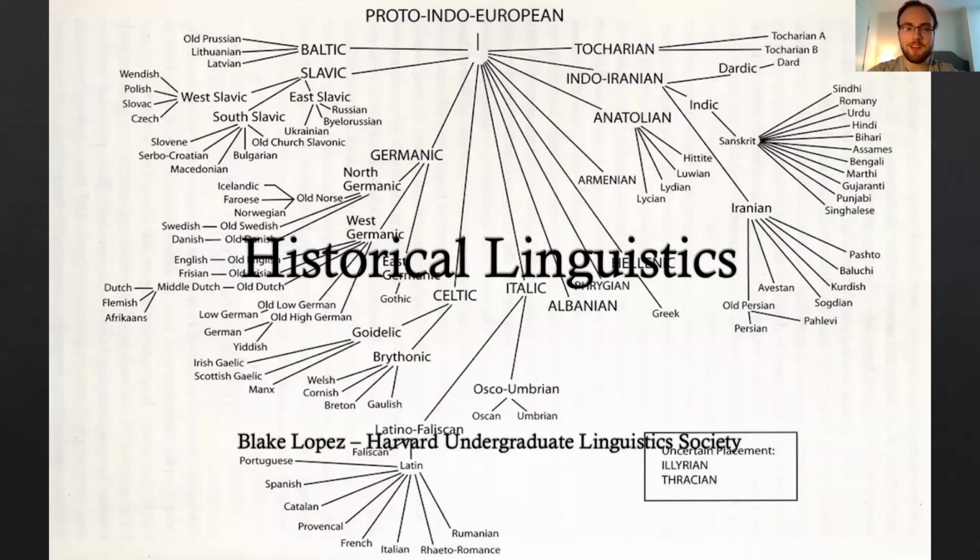My name is Blake. I am a first year. I'll be in Kirkland House next semester, the best house, obviously. I'm thinking of a concentration right now, a joint in classics and historical linguistics. So I figured I'd share with you some of the cool things that I think lie between those fields in the form of historical linguistics.